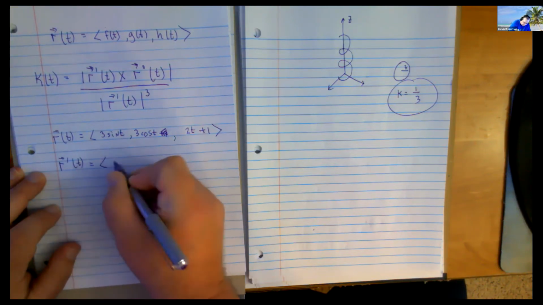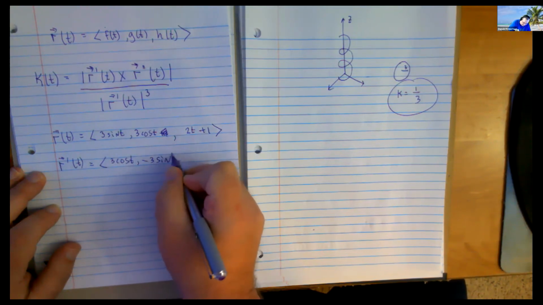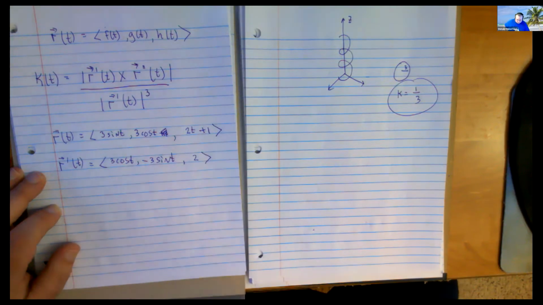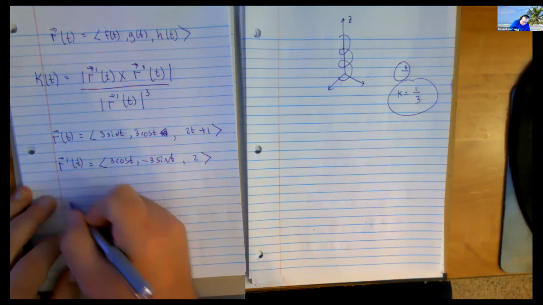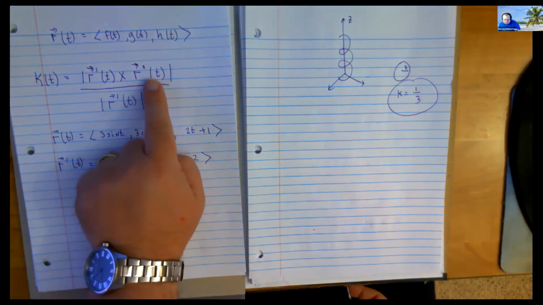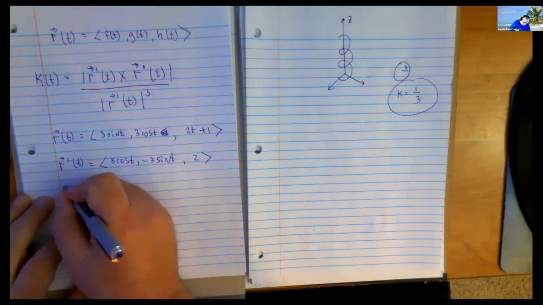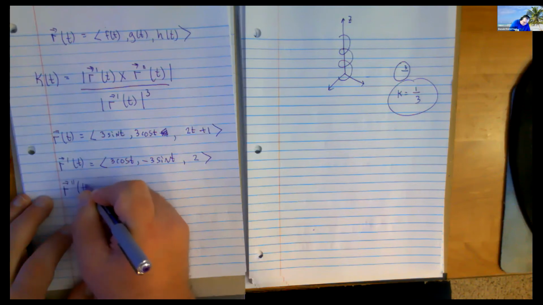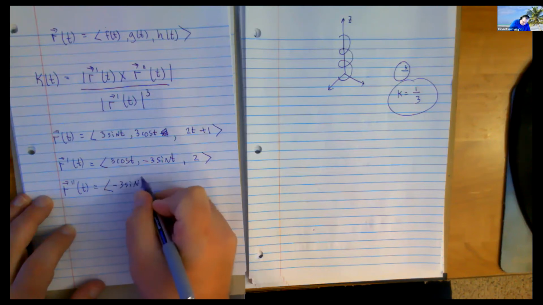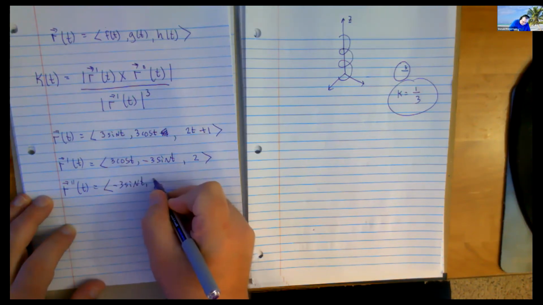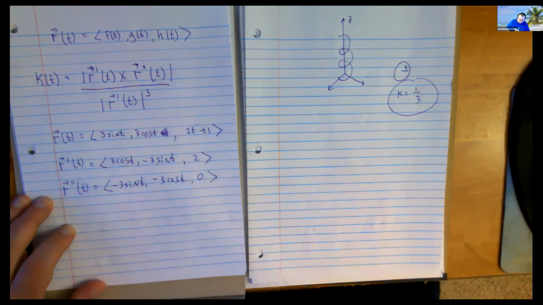First derivative: 3 cosine t, -3 sine t, 2. Are we comfortable with what I just did there? Now, I need a couple of things here. Don't I need to know the second derivative so I can do the cross product? So I'm going to find the second derivative. If you differentiate this, you get -3 sine t. If you differentiate this, you get -3 cosine t. And if you differentiate this, don't you get 0?